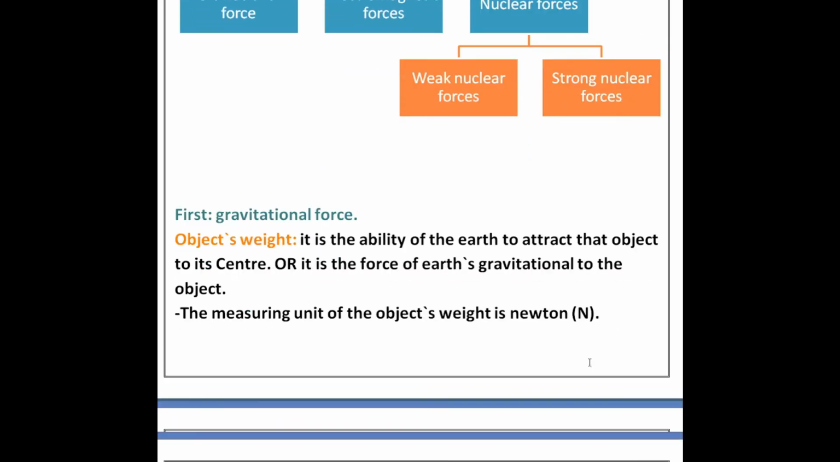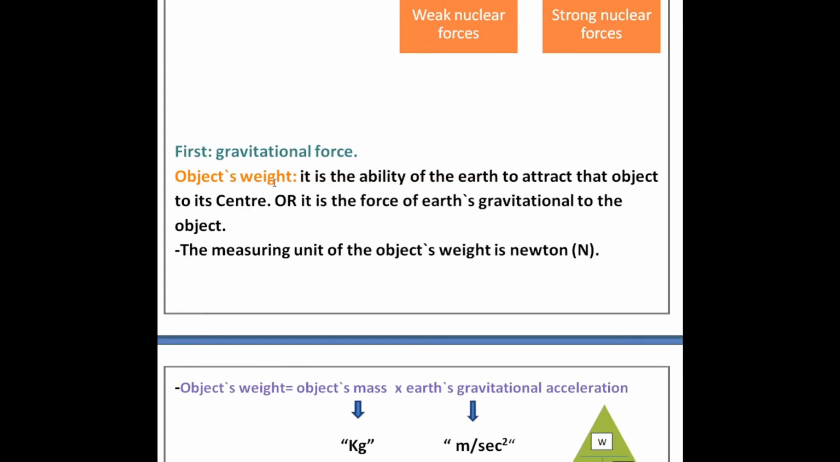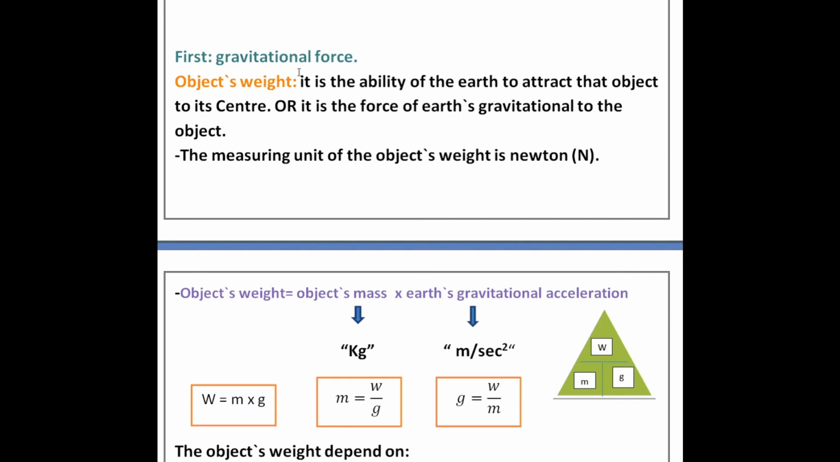Let's start with the gravitational force. Isaac Newton was the first one who discovered the Earth's gravitational force. When he was standing under a tree and saw an apple falling down to the ground, Newton thought, and he proved that all masses are attracted towards the Earth by a force known as the Earth's gravitational force. This force depends on the mass or masses of the objects.